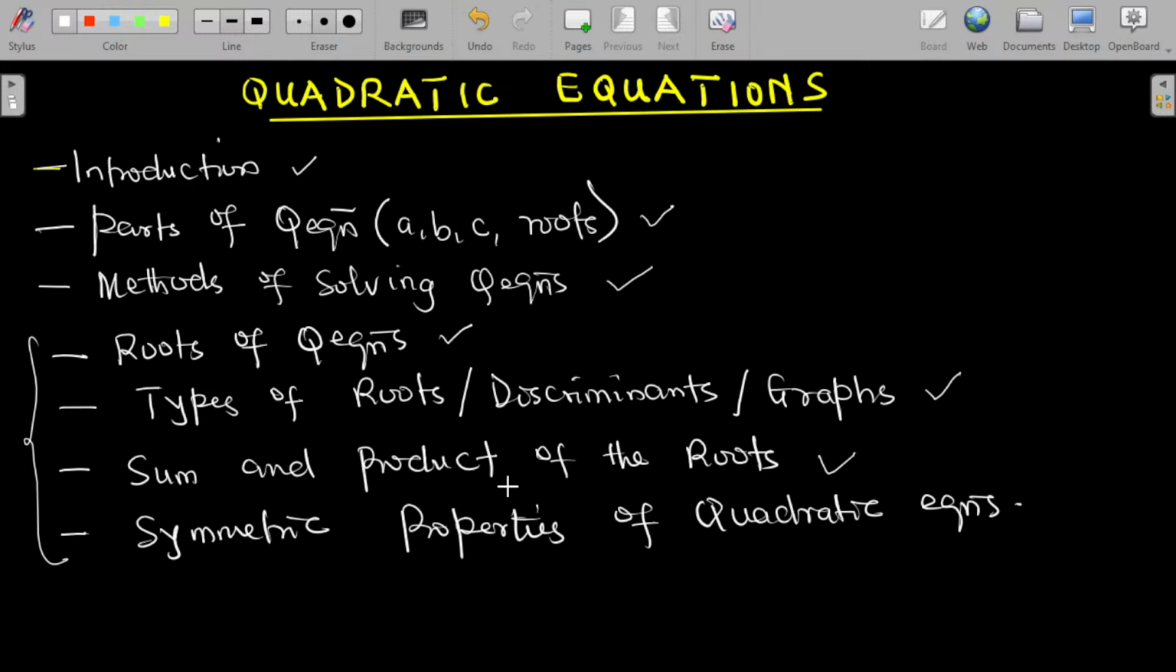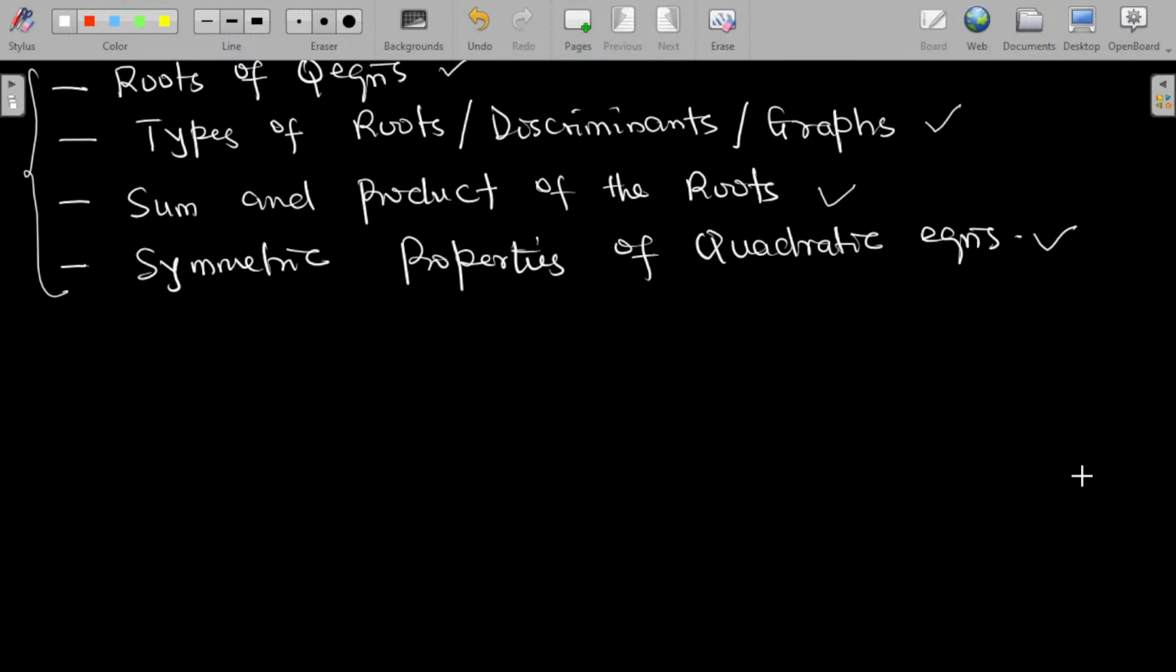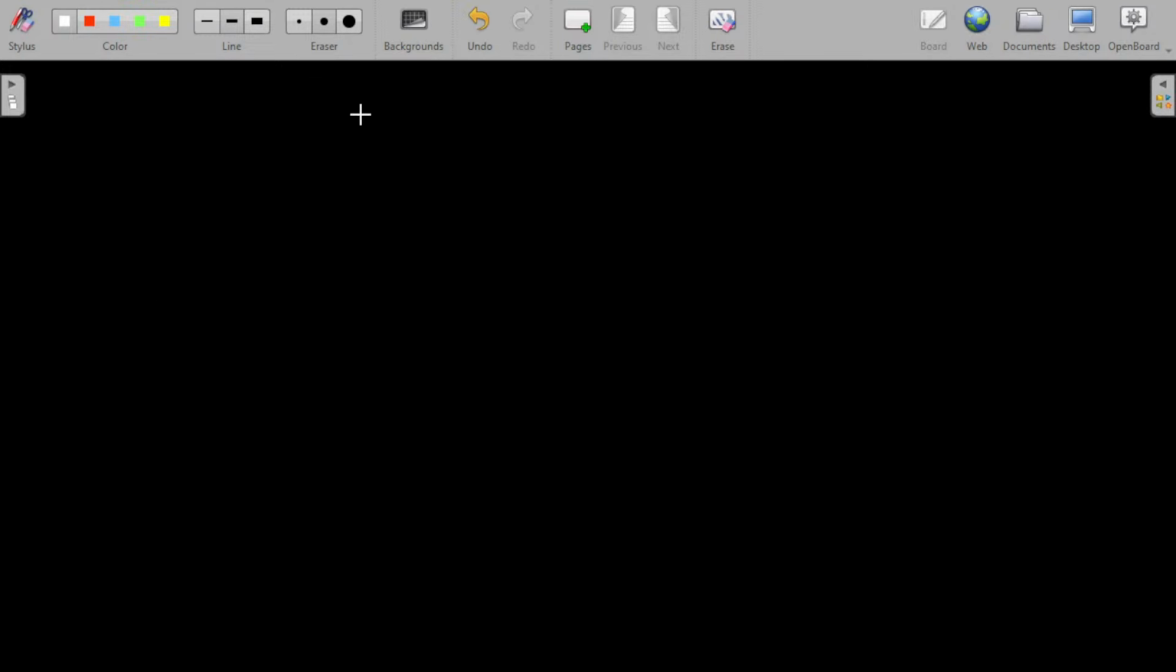Okay, and then we will now go into sum and product of the roots, and then we'll look at symmetric properties of quadratic equations, very important, or symmetric properties of quadratic roots actually. Okay, so let's begin with the first one, the introduction. So what is a quadratic equation? Very simple. So we all know what quadratic equations are.